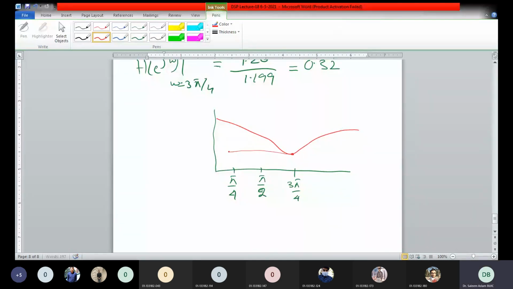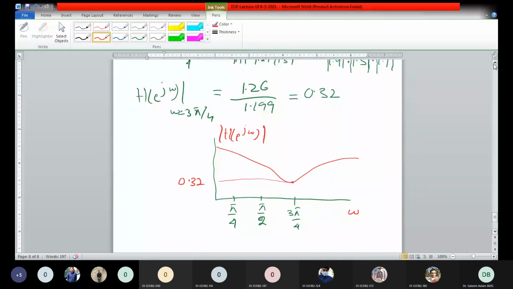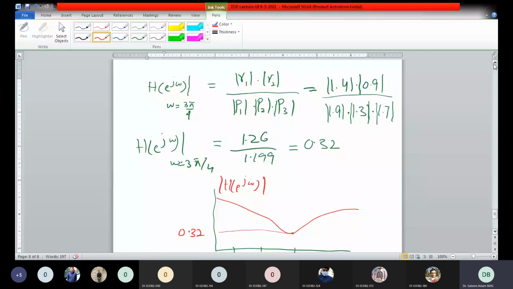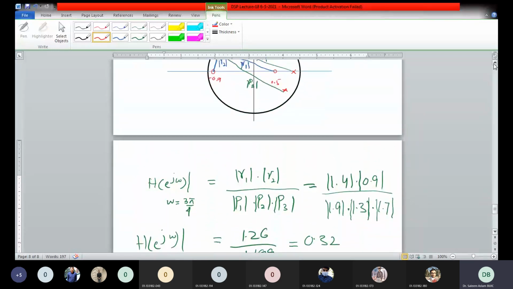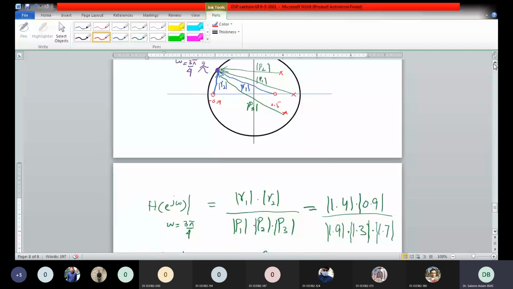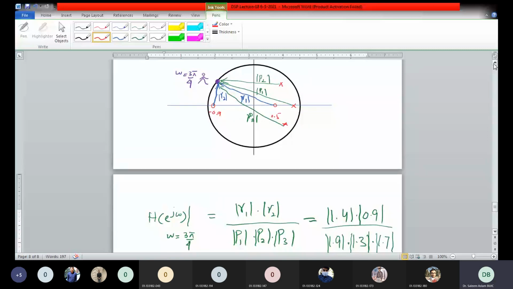So here you will get 0.32. This is omega versus He2 respectively. So that's how you will find the magnitude response. If you have two zeros or two poles in your system, you just need to draw the vectors from the location of zeros to the point where you want to find the frequency, and then you need to take a product.